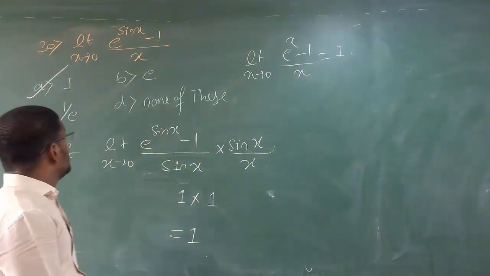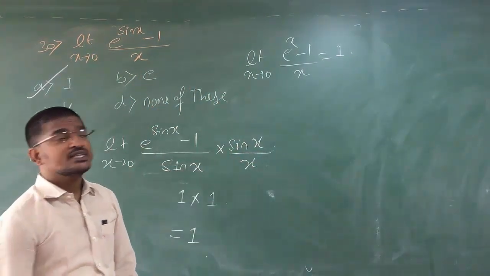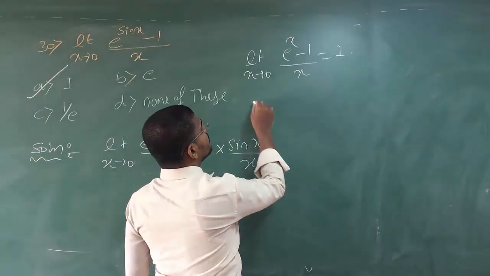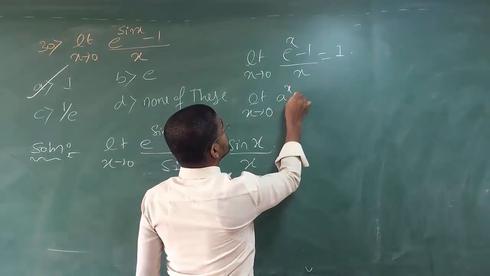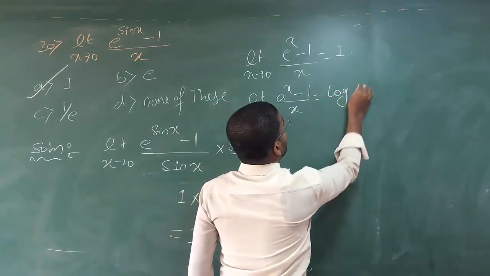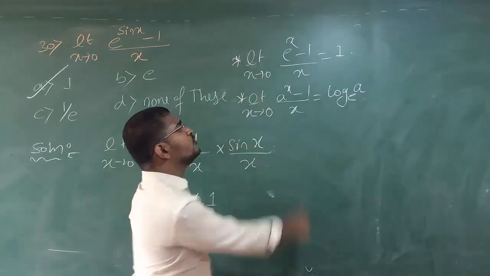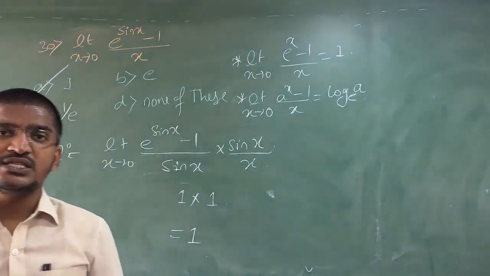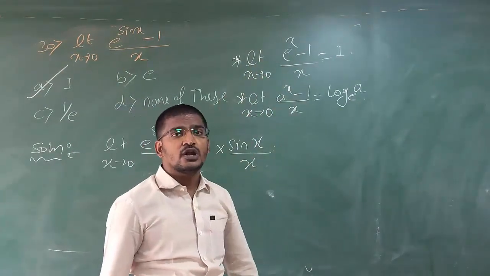Clear? You remember this formula, limit extending to 0 e raised to x minus 1 divided by x equal to 1. Previously we have discussed limit extending to 0 a raised to x minus 1 divided by x equal to log a to the base e. These two formulas we have discussed in this session. So please remember these two formulas, very very important. Clear?